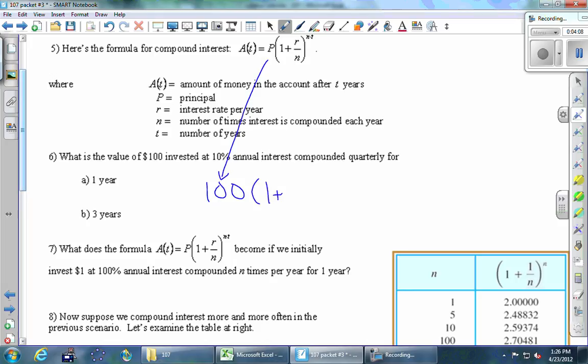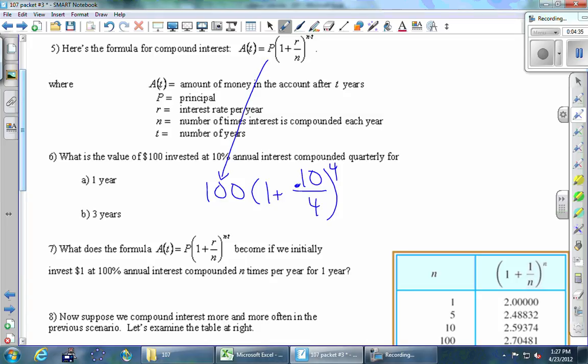Times 1 plus somebody we haven't heard from. What do I put for R? We put 0.10. Make sure we put a decimal up there. We get 0.10 divided by, if we're compounding quarterly, then how much is N? 4, right? 4 quarters in the year. How much is the N up there? Also 4, same N.